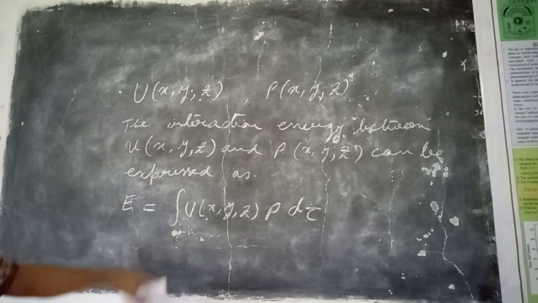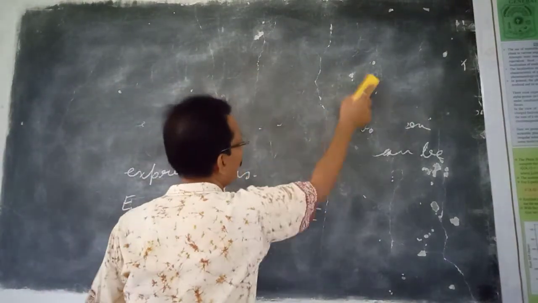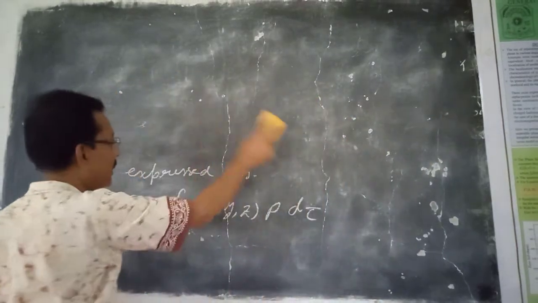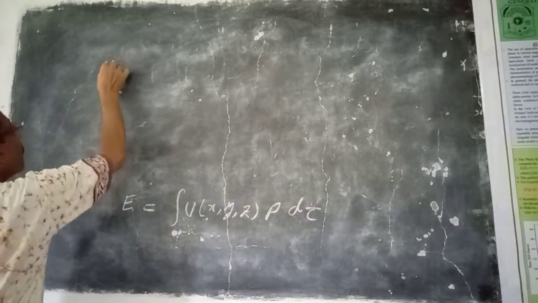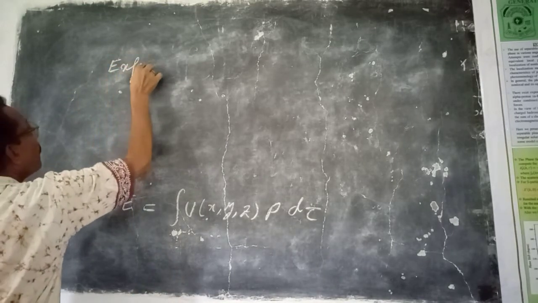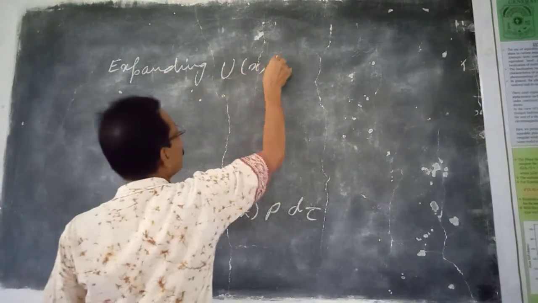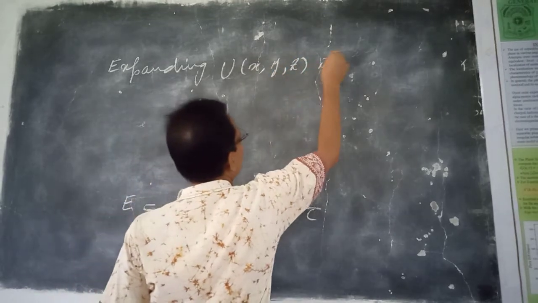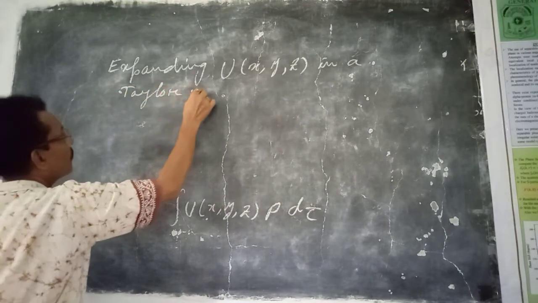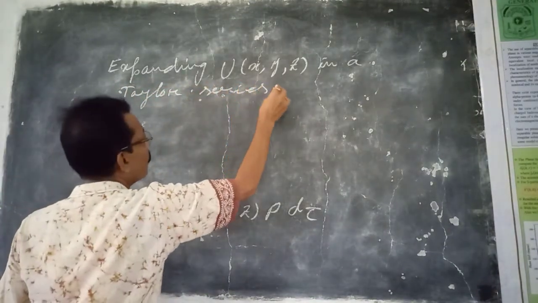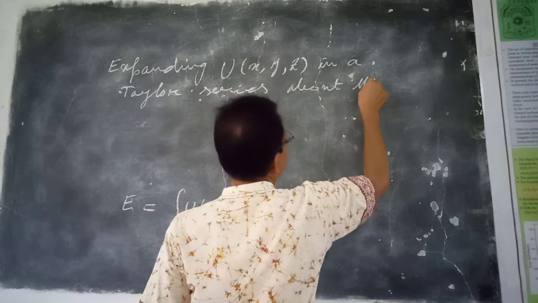Now if we expand this U(x,y,z) in a Taylor series about the origin.